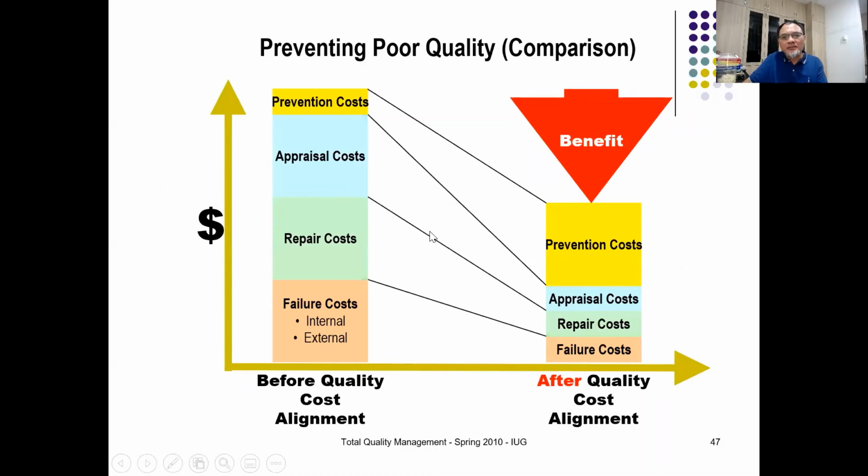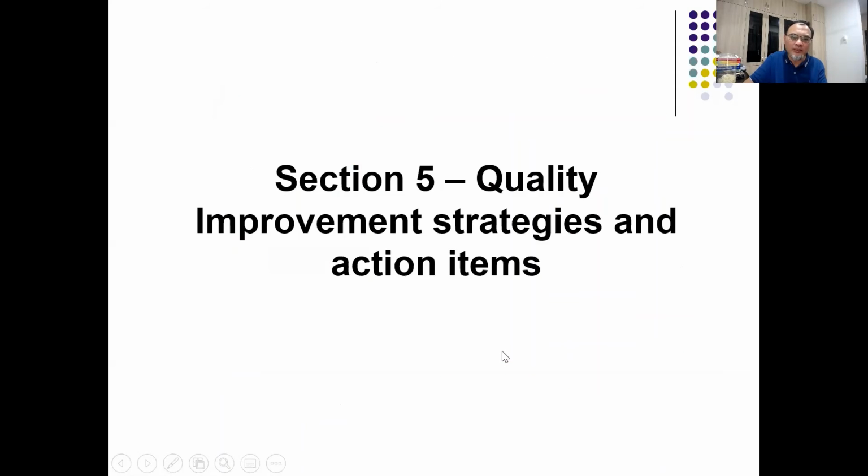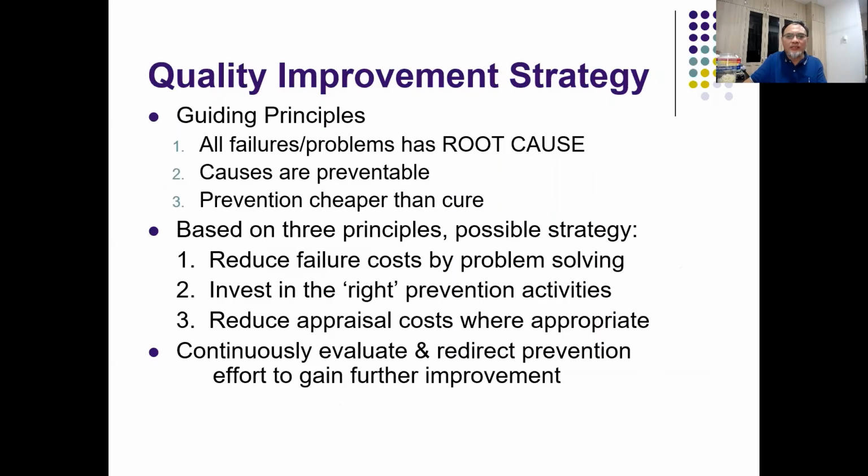And for comparison, you need to compare before improvement and after improvement. So the benefit is the total cost of poor quality will definitely reduce if you do proper improvement. Okay, finally, quality improvement strategies and action plans that are required. So the improvement strategy, these are the guiding principles: you must believe that all failures have a root cause. So to find the root cause, you need to answer 5 why.